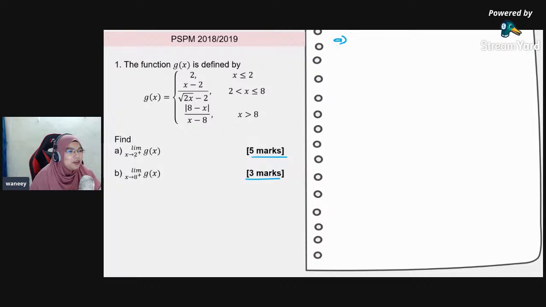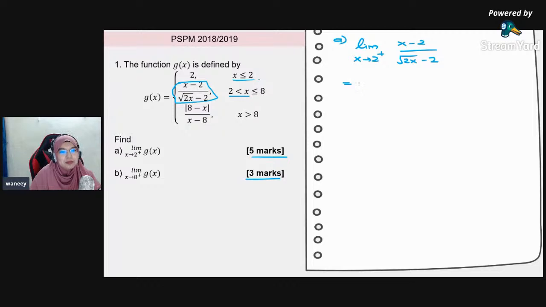Okay, so the limit for x approaches 2 on the right hand side. So on the right hand side, I should check which one is going to give me x greater than 2. So this one is for x less than 2. This is for x greater than 2. So I'm going to use this function then. Okay, so this is the limit of x approaches 2 on the right hand side of x minus 2 over the square root of 2x minus 2.